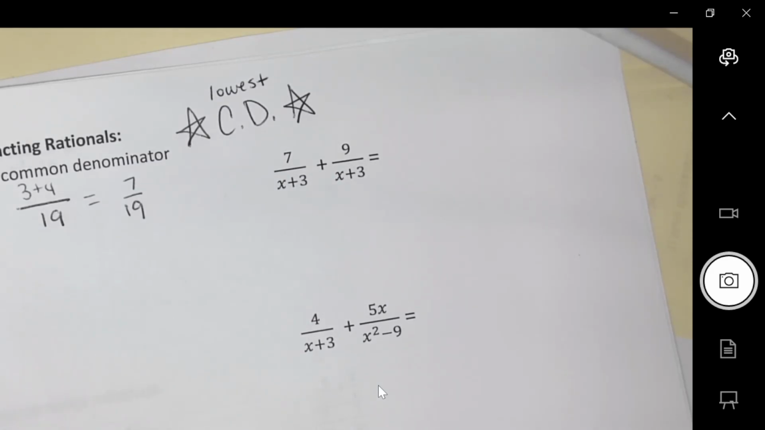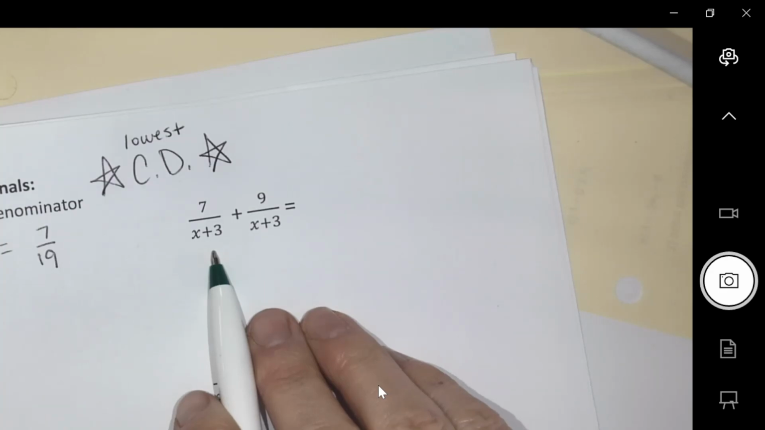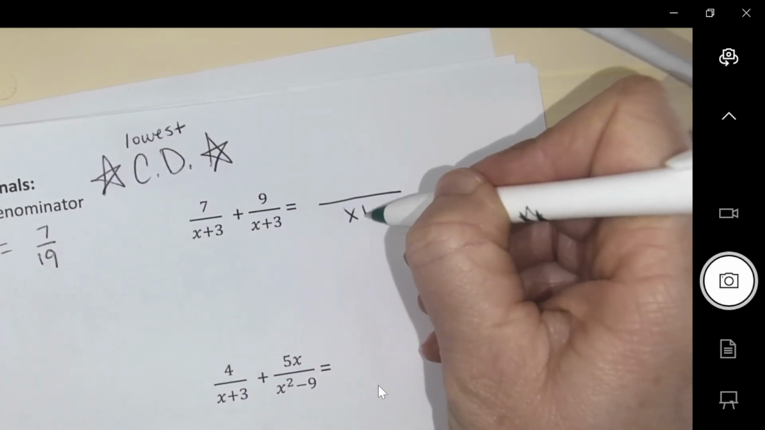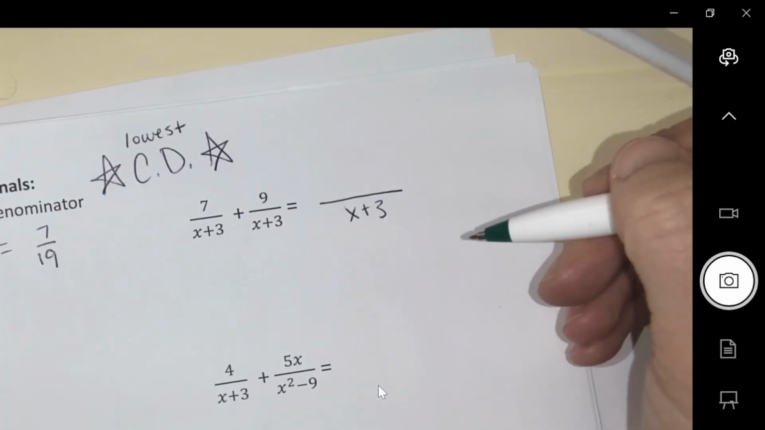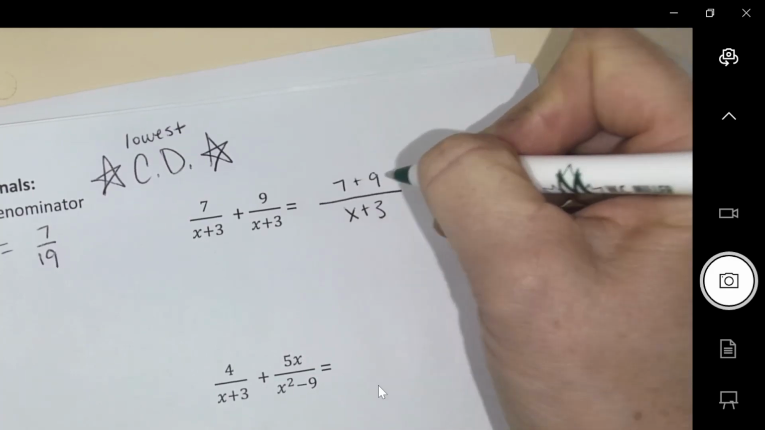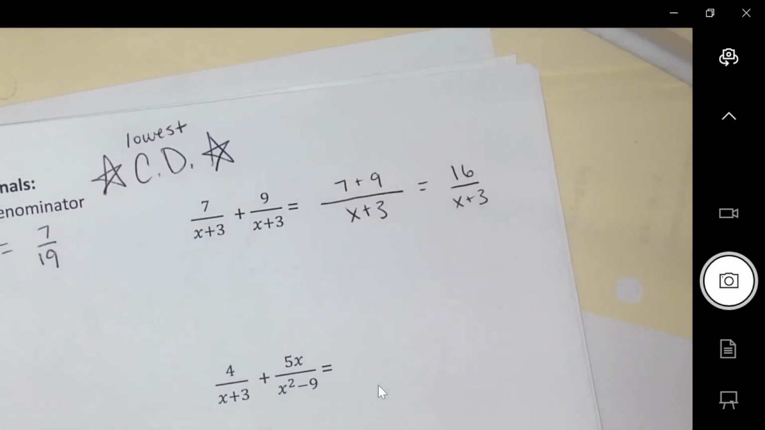So how can I transfer that knowledge of my past to the new knowledge? So x plus 3 is the same bottom as this x plus 3. So x plus 3 is the bottom, which means I do nothing to the things in the top, and that's what I get.